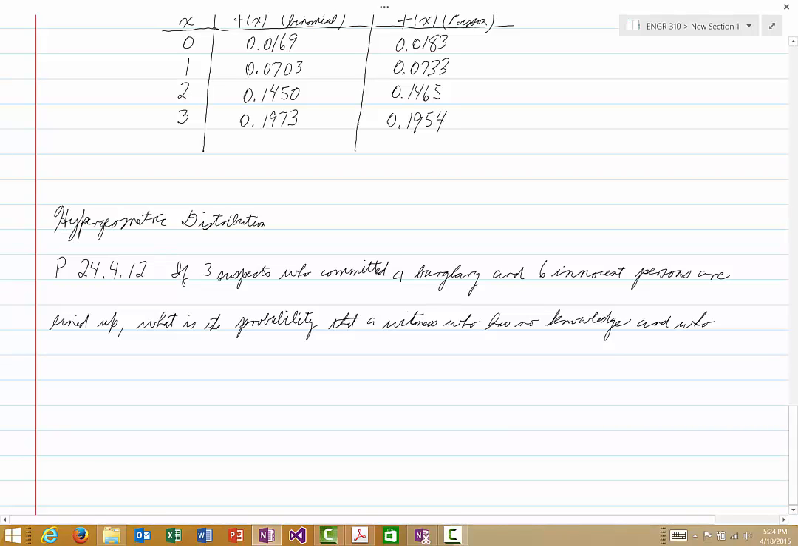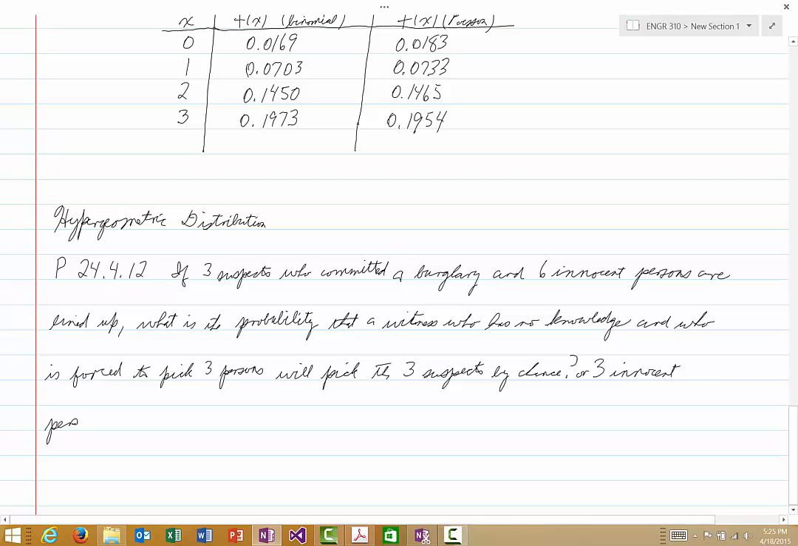So anyway, it says, what is the probability that a witness who has no knowledge and who is forced to pick 3 persons will pick the 3 suspects by chance, or 3 innocent persons by chance.